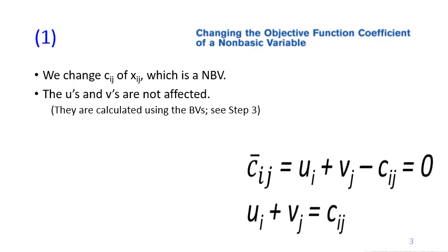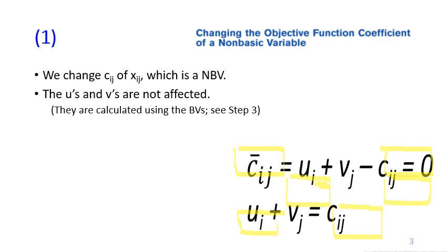In the first type of change, we are going to change the Cij of a variable that is currently a non-basic variable. If we look at the table, we know that these empty cells correspond to non-basic variables. What we're going to do here is change one of the costs of these non-basic variables. In other words, we're going to change the value that you see in the small squares here, which is the cost from one supply point to one demand point.